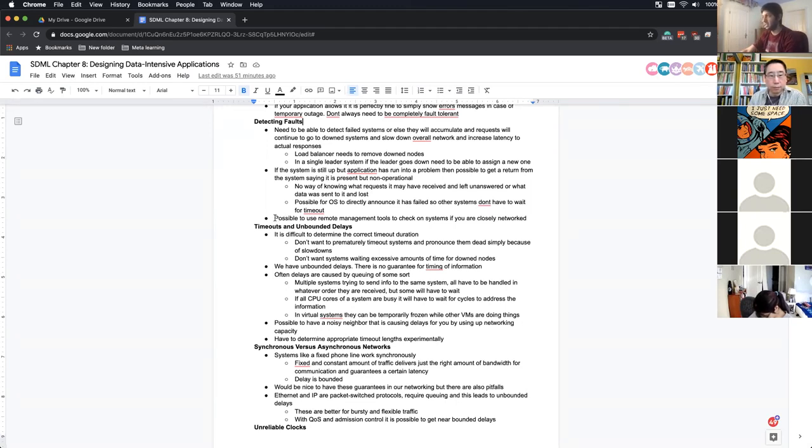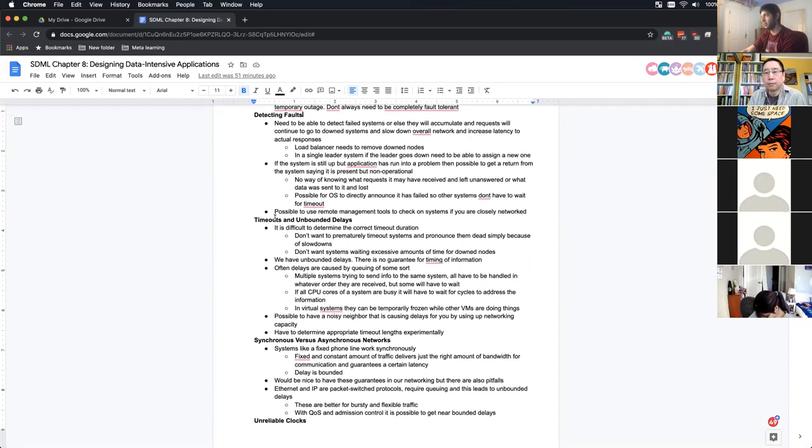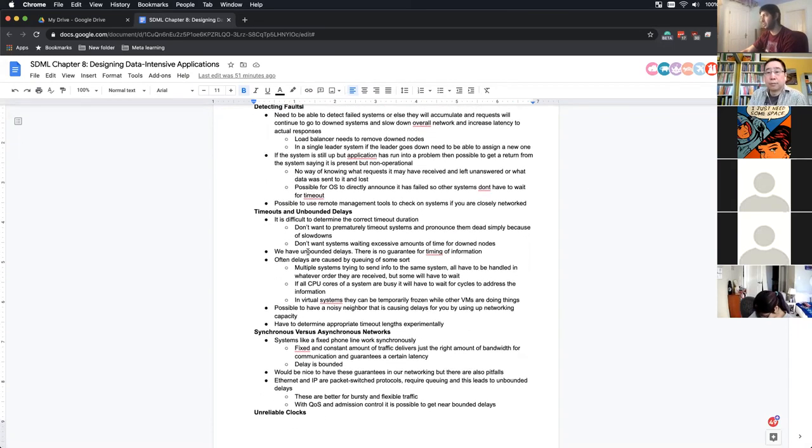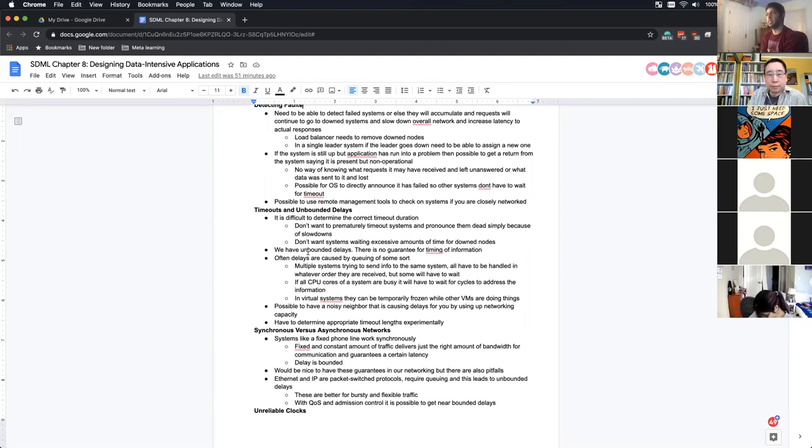One of the other things is, depending on your setup, it's possible to use some sort of management tools to directly query the systems and say, are these up? And you can say, okay, this is unreachable on the network, so I know that I can remove this.